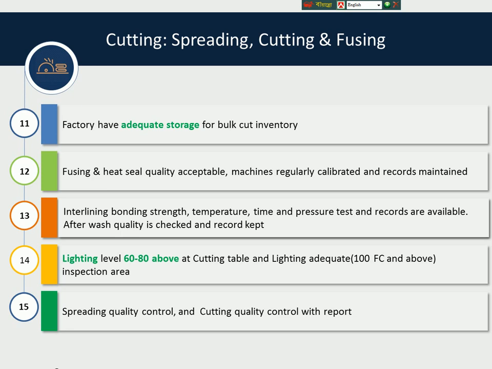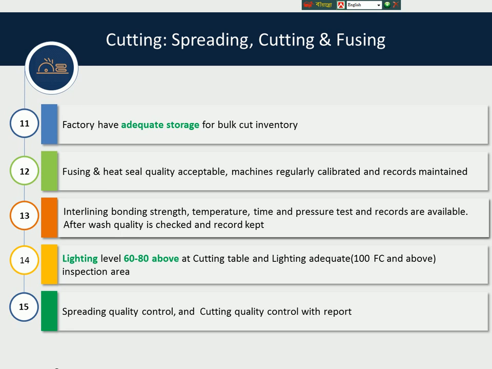Factory has adequate storage for bulk card inventory. Fusing and heat seal quality acceptable. Machines regularly calibrated and records maintained. Interlining bonding strength, temperature, time and pressure test and records are available. After wash, quality is checked and record kept.